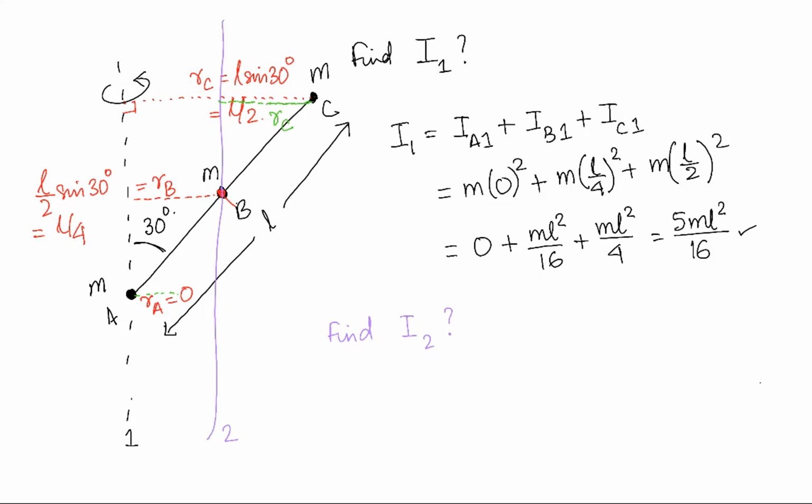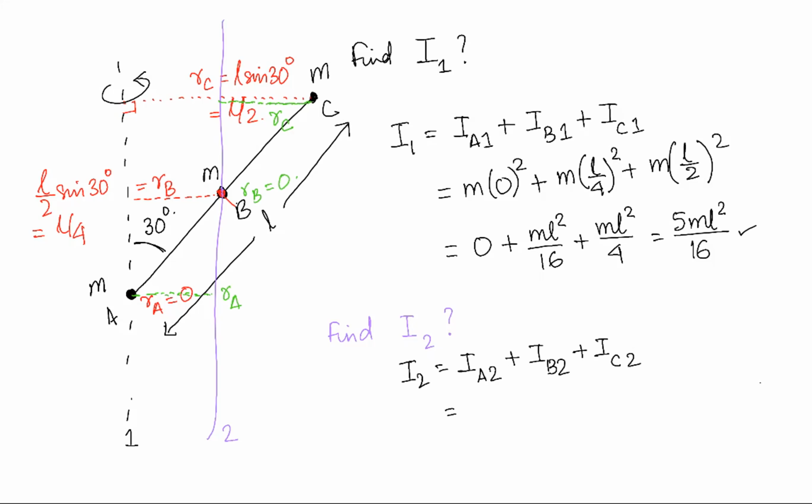This is RA for the new axis. It's not 0 anymore. It's going to be something else. And RB is obviously equal to 0. Now let's find out the moment of inertia. How much will it be now? So I2 is equal to moment of inertia of object A about axis 2, moment of inertia of object B about axis 2 plus moment of inertia of object C about axis 2.